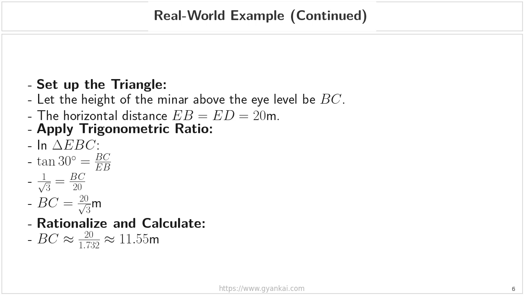Now that we have identified our known values from the previous slide, the student's height, the distance from the minar, and our angle of elevation, let's move into the actual calculation. Keep this number in mind, because in the next slide, we have one very important final step to find the total height of the minar.